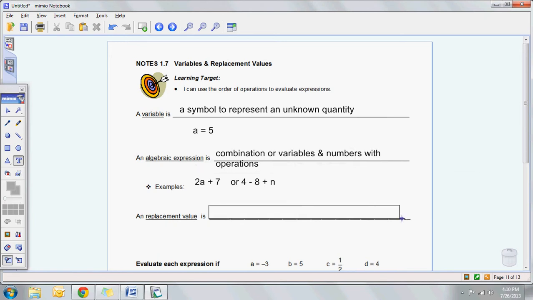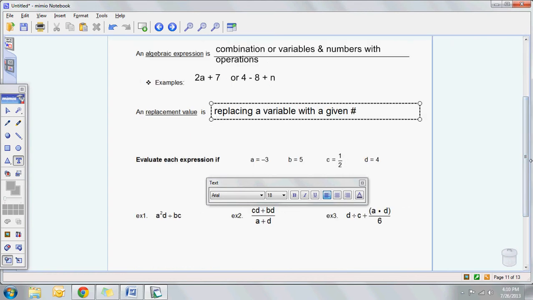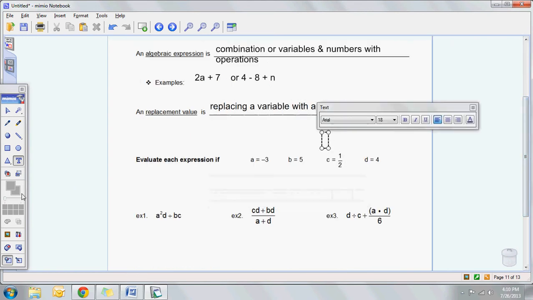And then what we're going to be talking about today is this replacement value. So this just means replacing a variable with a given number. Okay, and you're going to do this to simplify or solve an expression. Okay, so let's move into some examples here.